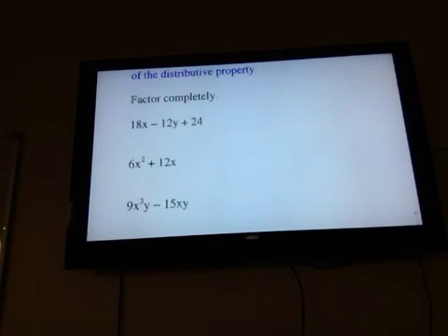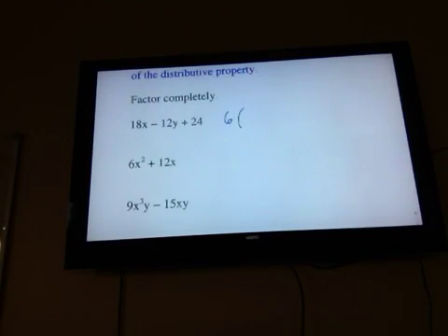So example 1, 18x, 12y, 24 share a common factor of 2, but that is not the greatest common factor. They share a common factor of 3, but that is not the greatest common factor. They share a common factor of 6. So you're going to take a 6 out as a common factor. The first term has x, the second term has y, the third term has no variables. So there are no variables common to all of them. So 6 is the only thing I'm going to take out as a common factor.